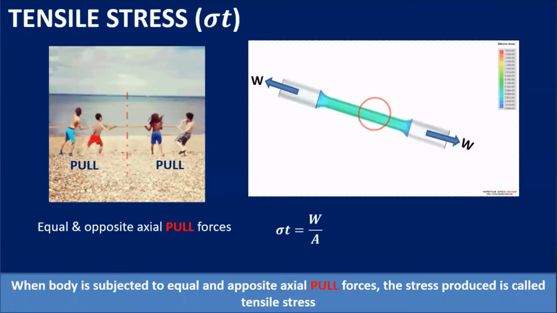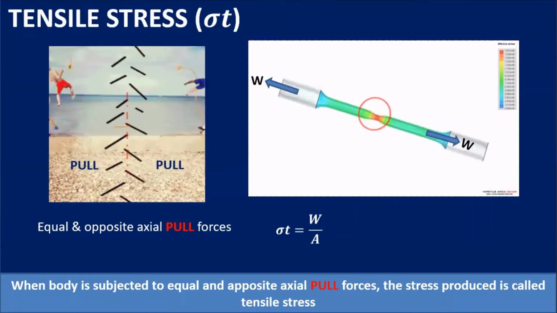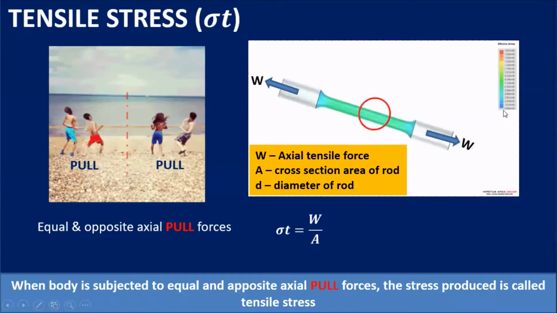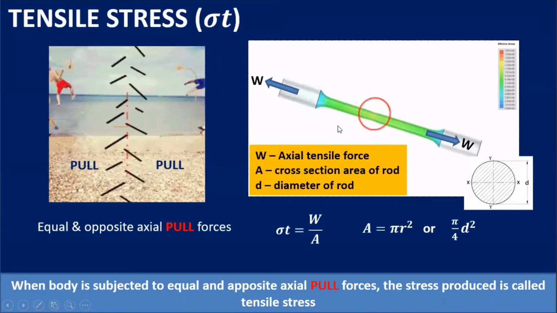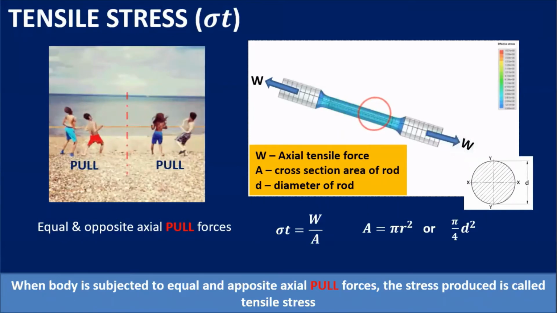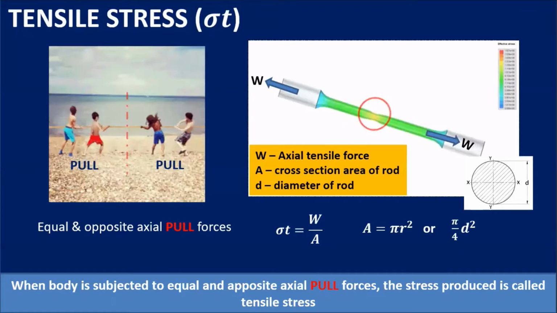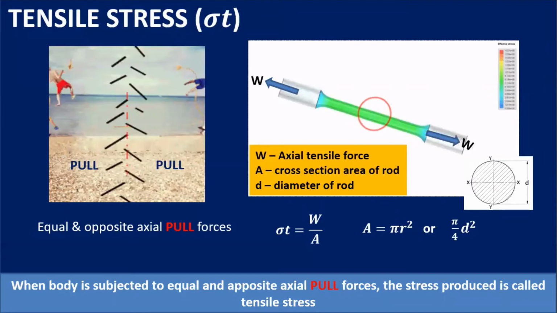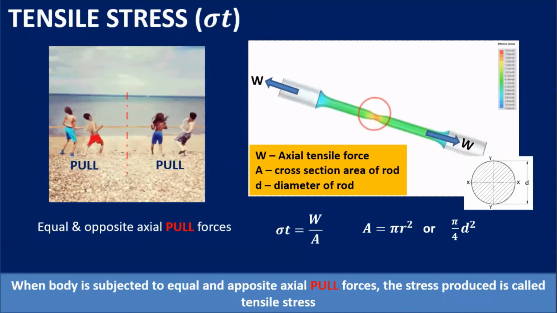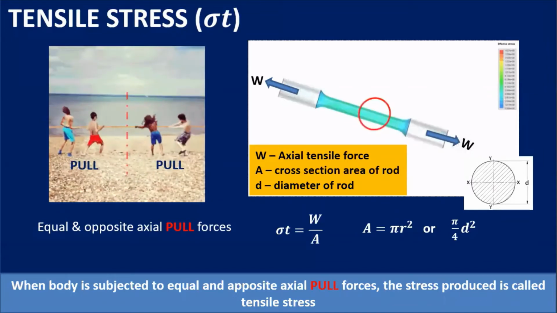Now the tensile stress is given by the load upon area, where W is the axial tensile force, as we can see from this diagram, and A is the cross-sectional area of the rod. And as it is a circular rod, the area of that circular rod is given by pi by 4 d square, and d is the diameter of that rod. The other formula for a circular rod is A is equal to pi r square.